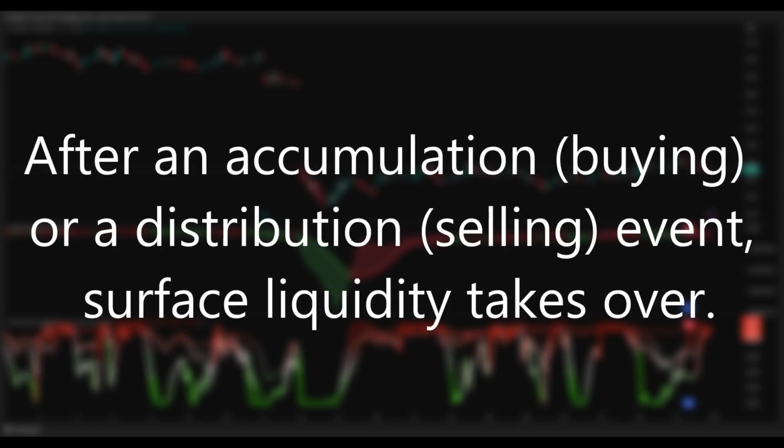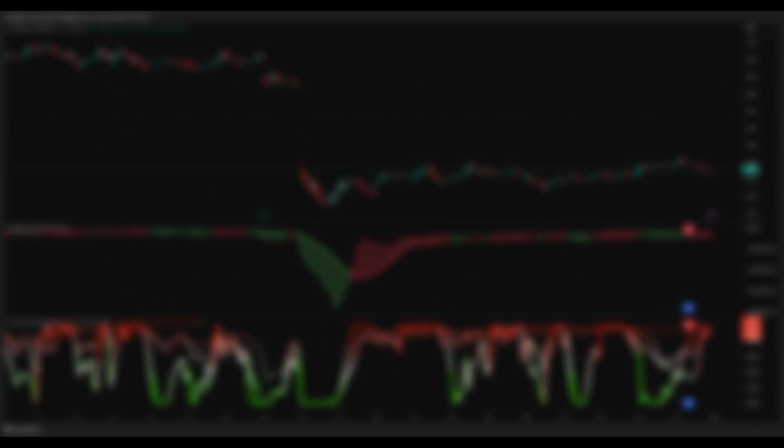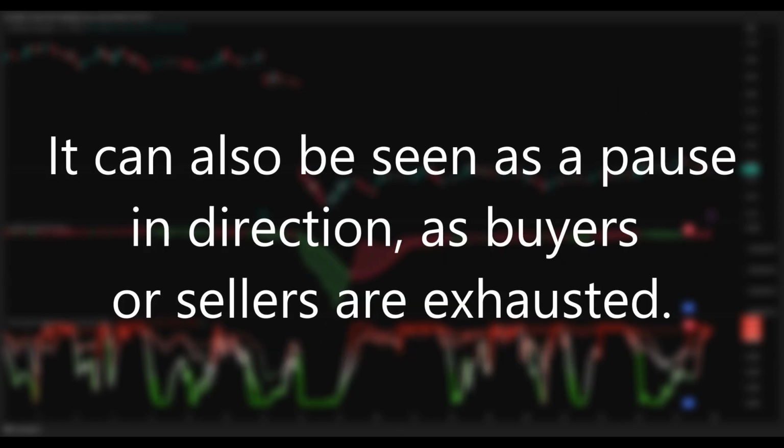After an accumulation or distribution event, surface liquidity takes over. Surface liquidity is the liquidity that affects the direction of a security or commodities in short time periods. This could be buying with and supporting the prevailing price appreciation or selling into a pullback. It can also be seen as a pause in direction as buyers and sellers are exhausted.